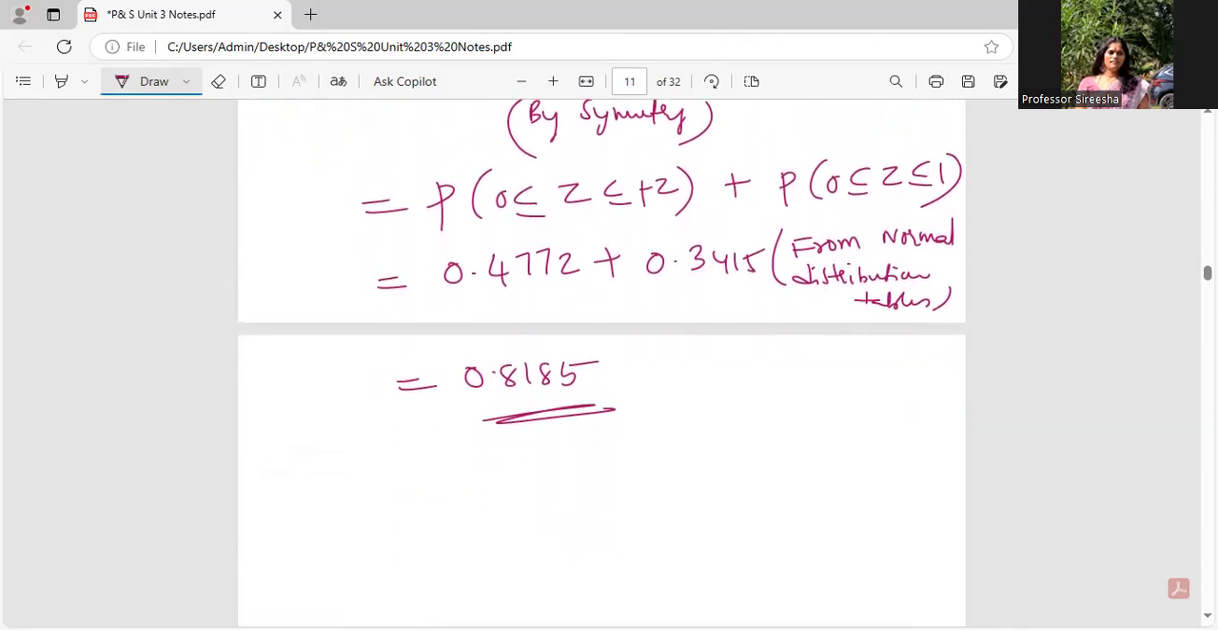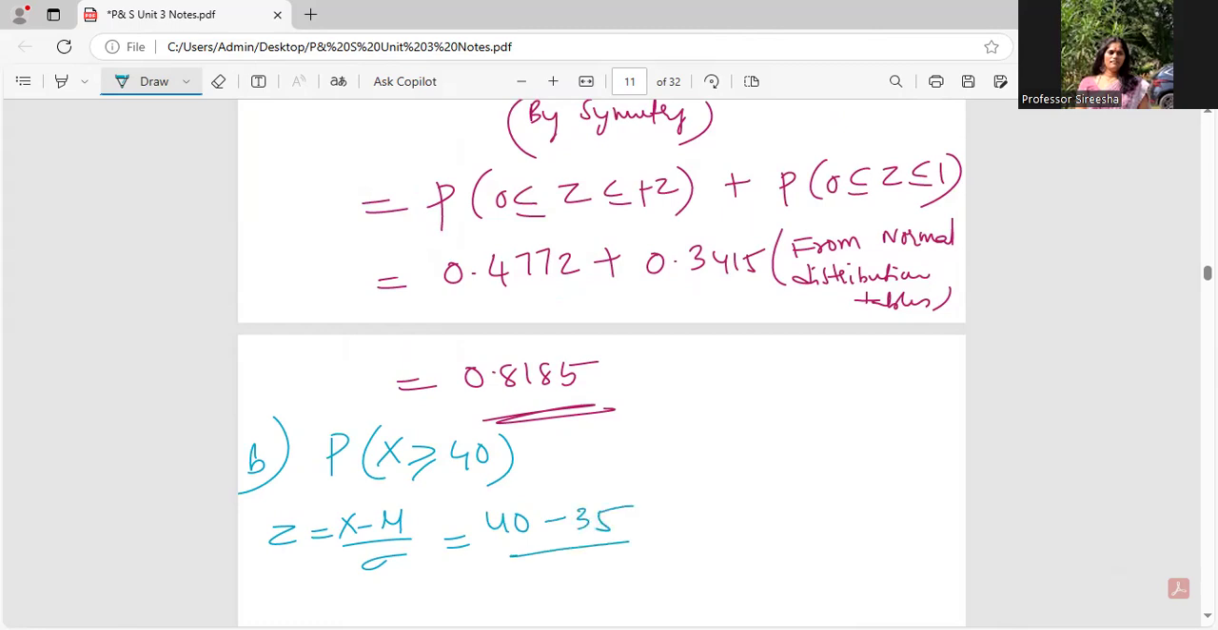Let's come to the second question. What's been asked is, how many students get more than 40? What I'm asked is P of x greater than or equal to 40. Now, z is equal to x minus mu by sigma. What is x? 40. What is the mean given to me? 35. What is sigma given to me? 5, which is 1. So what exactly is being asked is P of z greater than or equal to 1.